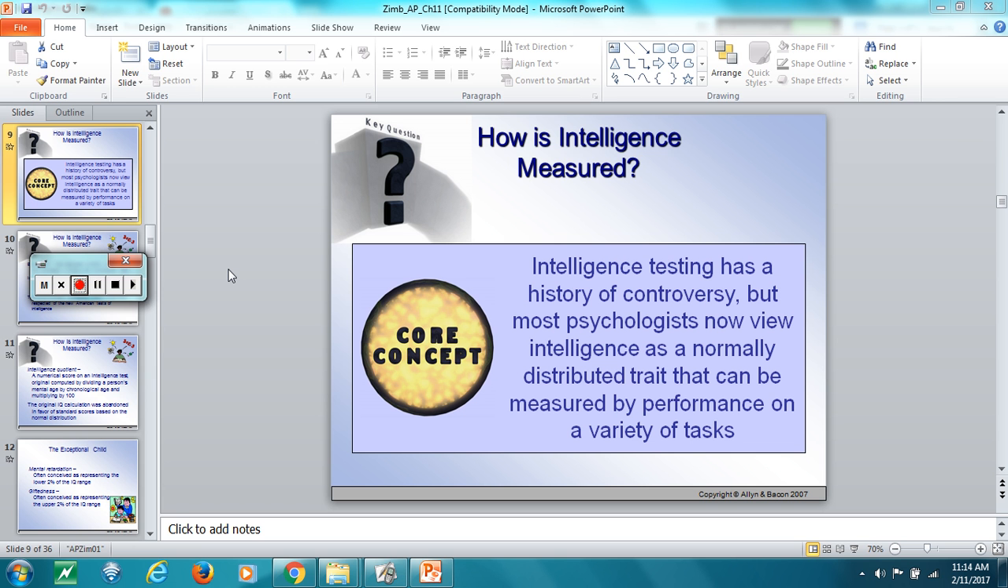So as we go along, you may want to have your PowerPoint copies handy, and there may be some additional notes that you may want to take as we're going along here. So we're going to talk a little bit about how intelligence is measured, and eventually we're going to get into the rise of the intelligence test and talking a little bit about the quotient.